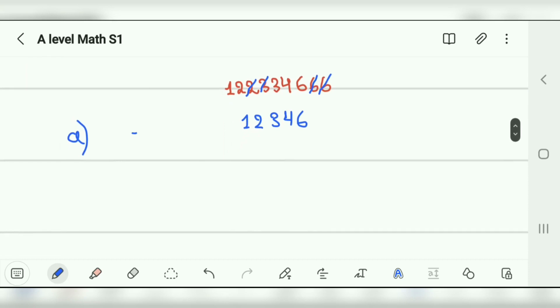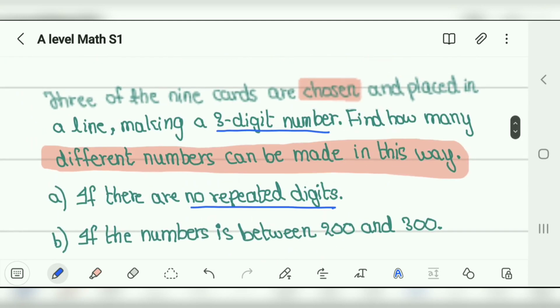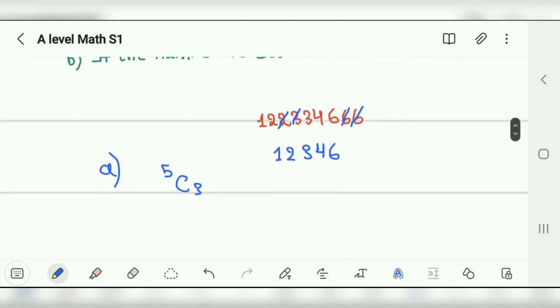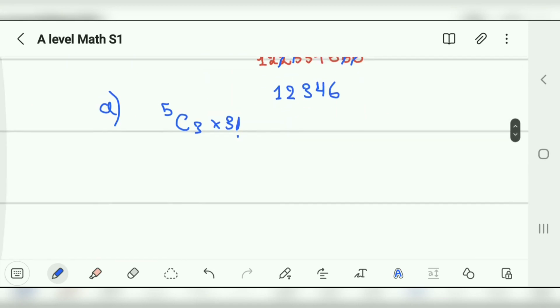So it's going to be 5C3, and it says different numbers can be made in this way, which means I'm going to make an arrangement as well, so 3 factorial. Okay, so this is the answer.